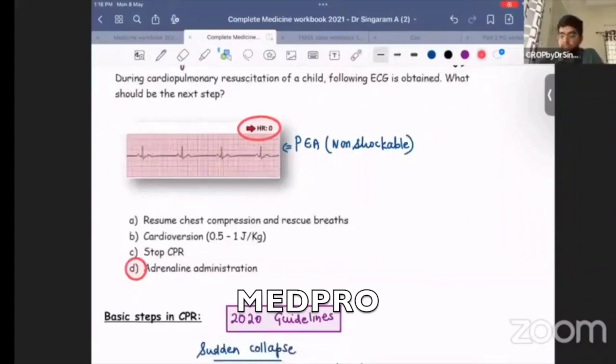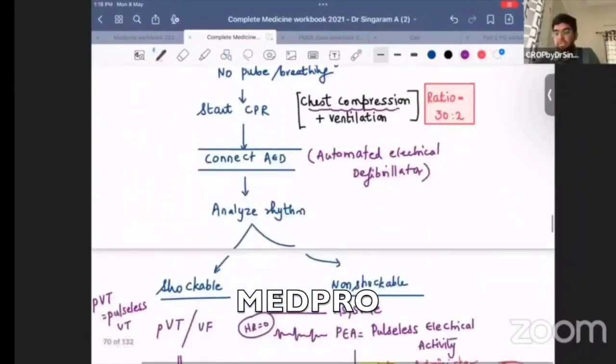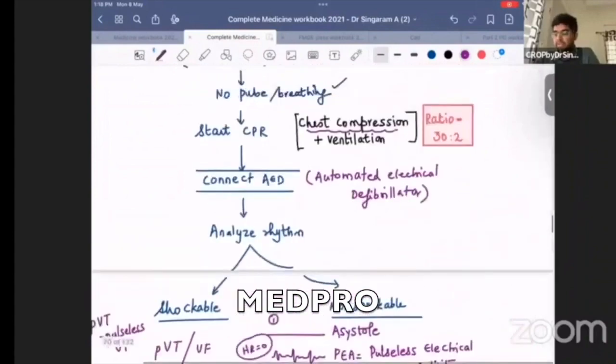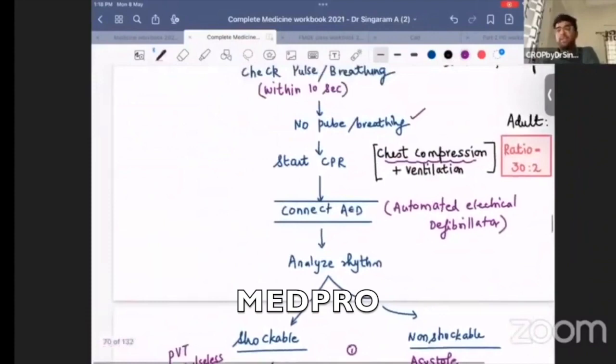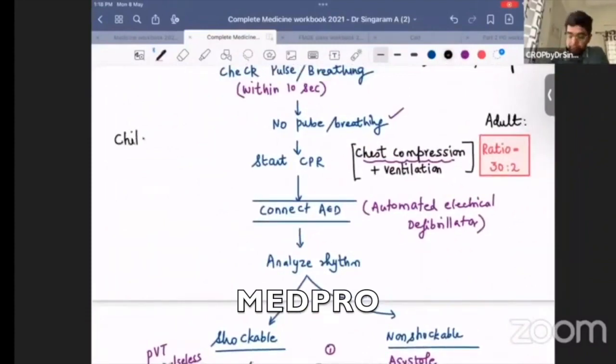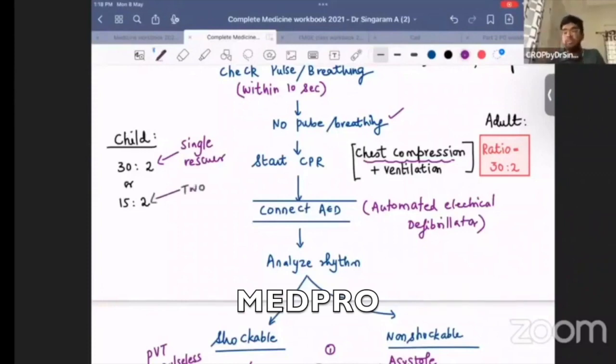Okay, clear? Just one question I wanted you to tell me. I told you the compression ventilation ratio for an adult is 30:2. Can anybody comment on a child? For a child, you are doing CPR. What should be the ratio? It can be either 30:2 or 15:2. If only a single rescuer is available, the ratio will be 30:2. If there are two rescuers available, the ratio will be 15:2. That is the point to be noted.